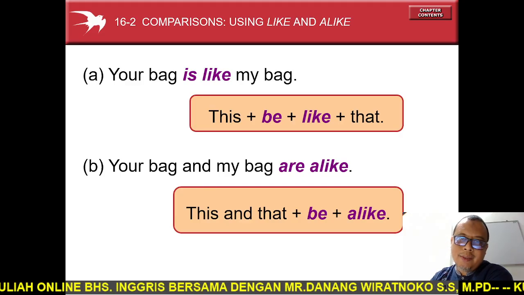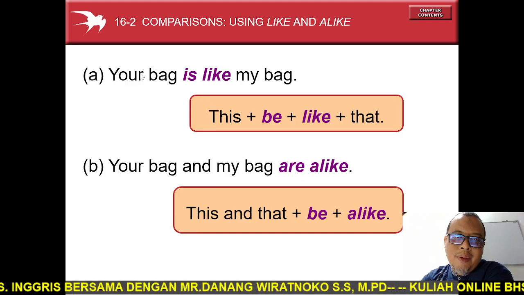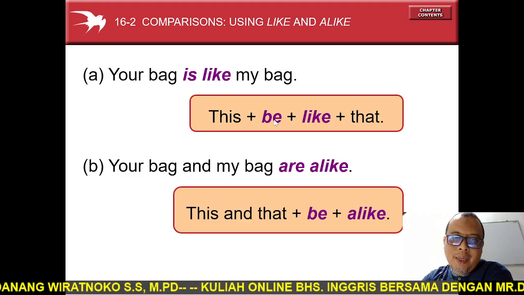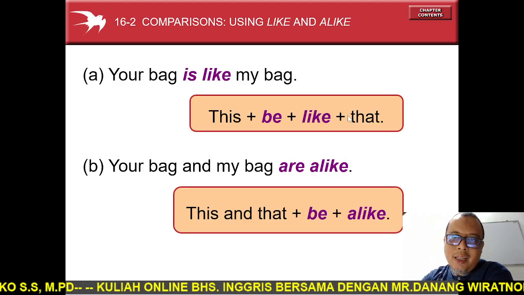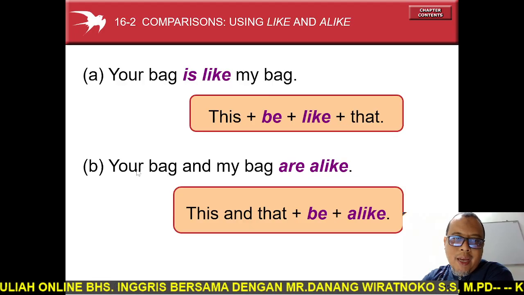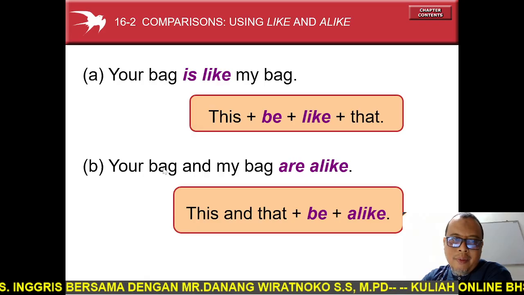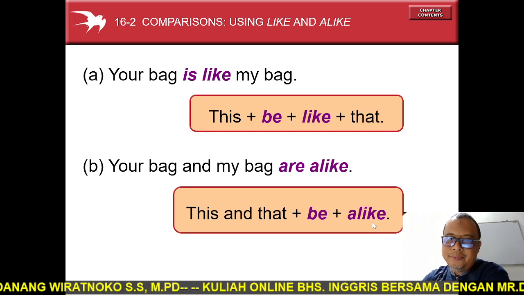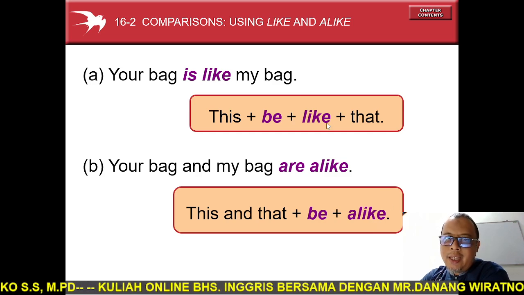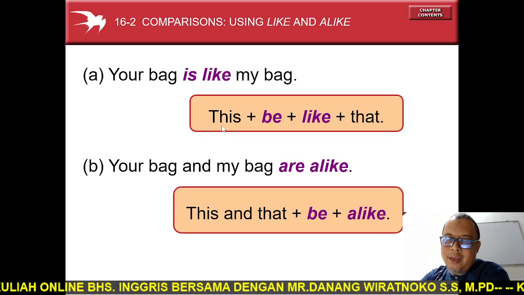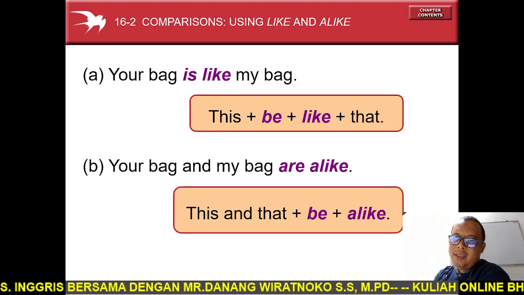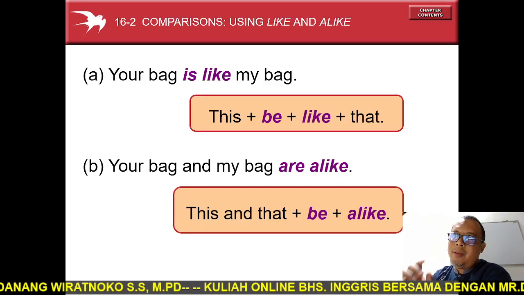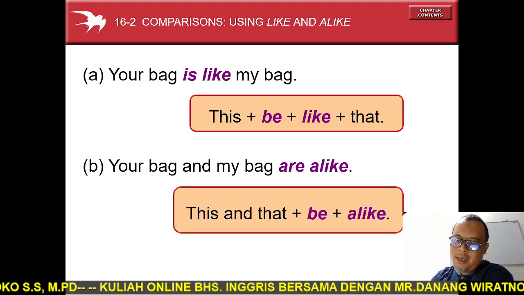Okay, yes. Please pay attention to this one. Your bag is like my bag. So this, your bag, plus B is, and then like, and then that, my bag. Your bag and my bag, this and that, plus B are alike. Jadi kalau kita menggunakan kata like, jadi this, ya, one object is like the other object, my bag. But when we use alike, we use your bag and my bag are alike.